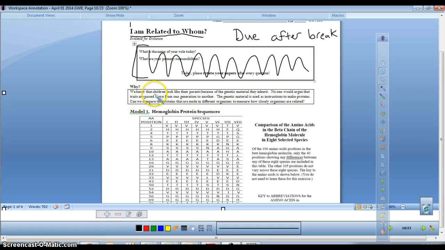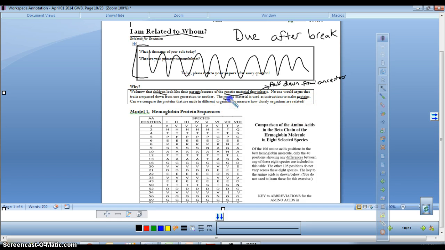We know that children look like their parents because of the genetic material they inherit. Okay, remember, what does inherit mean? Pass down from ancestors. No one would argue that traits are passed down from one generation to another. The genetic material is used as instructions to make proteins. We can compare the proteins that are made in different organisms to measure how closely organisms are related.